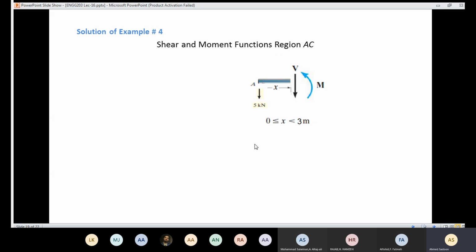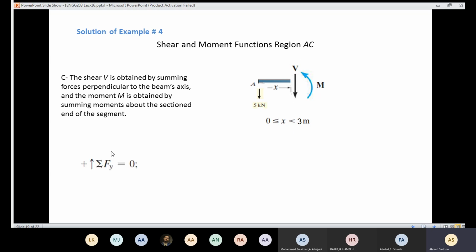In the region AC here, I took that section. I'm going to find expressions for the shear force diagram and the bending moment diagram. For the shear, I need to use that formula: summation of the forces in y-axis should equal 0. I have 5. According to sign convention, it's negative. And the V also is negative according to the sign convention. So I have minus V minus 5 equals 0. It means the value of V is minus 5 kilonewtons. The value of V is constant, which means that drawing the shear diagram is going to be easy for me since the value in that region is constant.